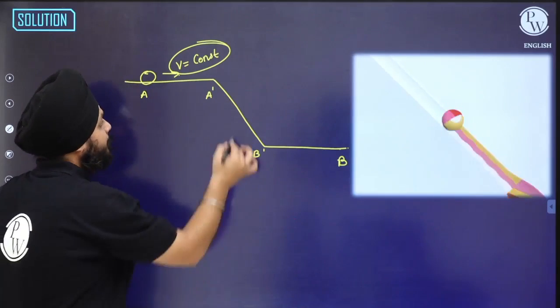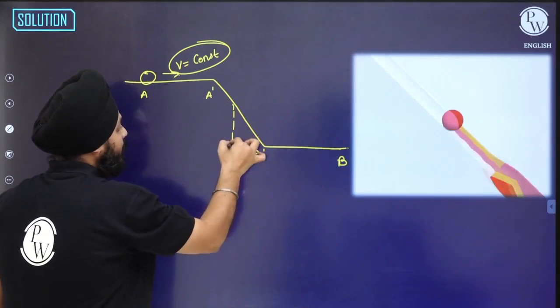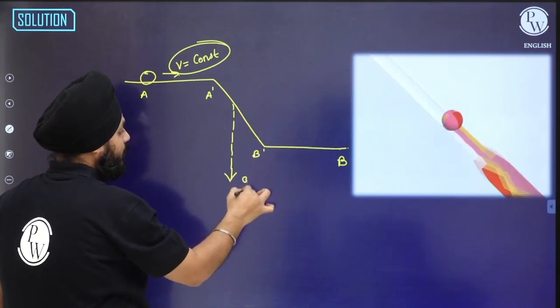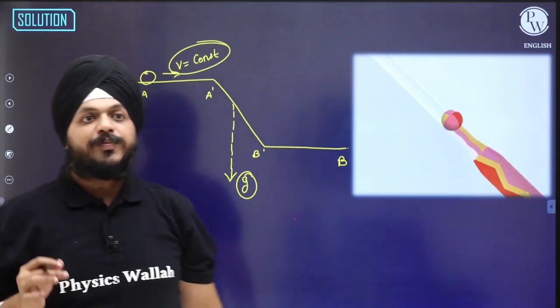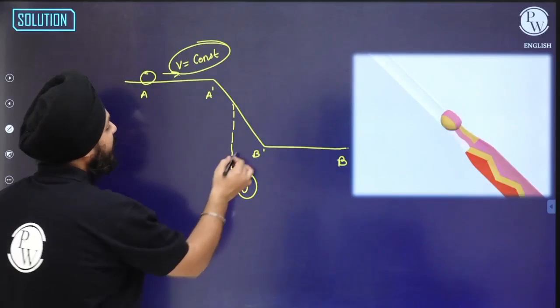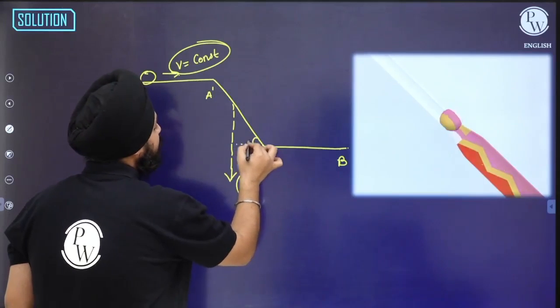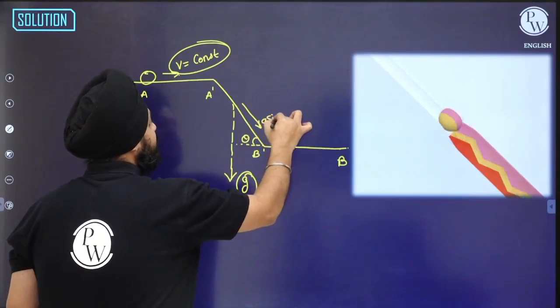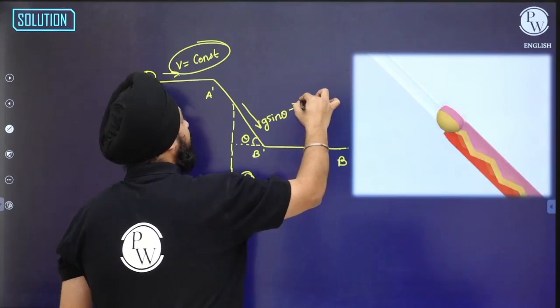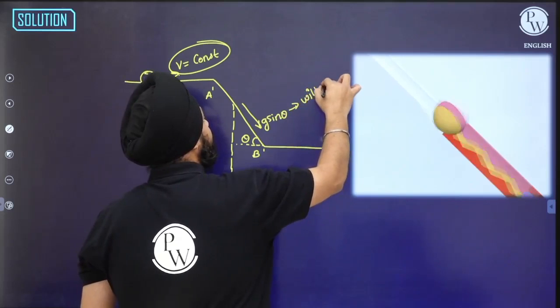Now here, G is acting in the downward direction. Let us take an example. Suppose this is theta, one component of G will accelerate it. This G sine theta will accelerate the velocity.